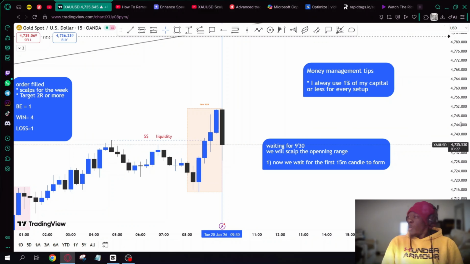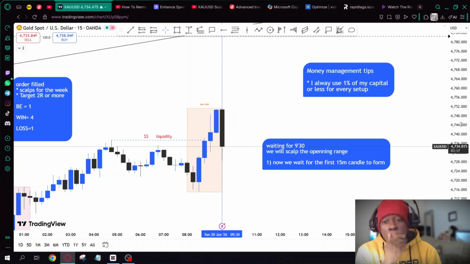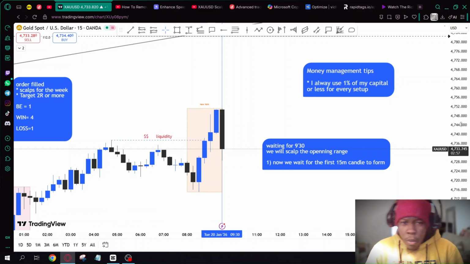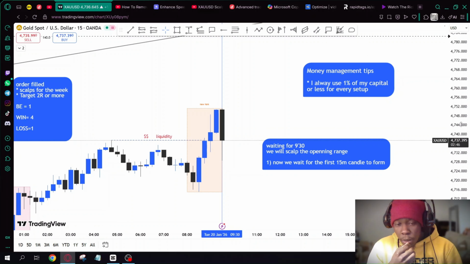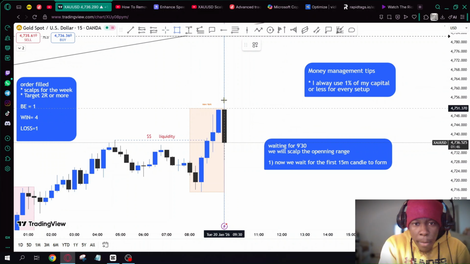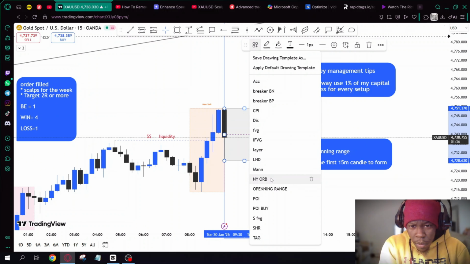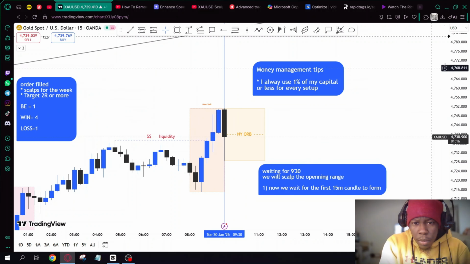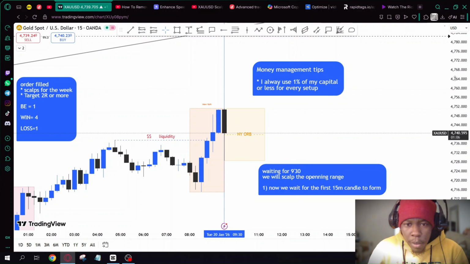There are many ways to trade the 9:30 opening range breakout. Some people use 15 minutes, some people use the 5 minute, some people use the 1 hour. Me, I prefer using the 15 minute because I take most of my entries on the 1 minute. So the time frame you choose also depends on the time frame that you execute your entries. If you're choosing a 1 hour time frame to select your opening range, then you can execute on the 15 minute.